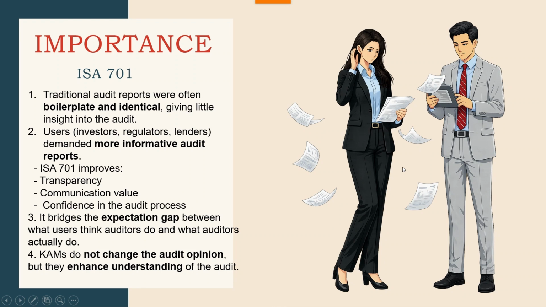In the past, audit reports were standard and looked almost the same for all companies. They did not clearly explain what the auditor actually focused on during the audit. ISA 701 improved transparency and communication. It helped investors and other users understand the audit better and reduced the gap between the users' expectations and what the auditor actually does. After understanding its importance, let's move forward to the objectives.